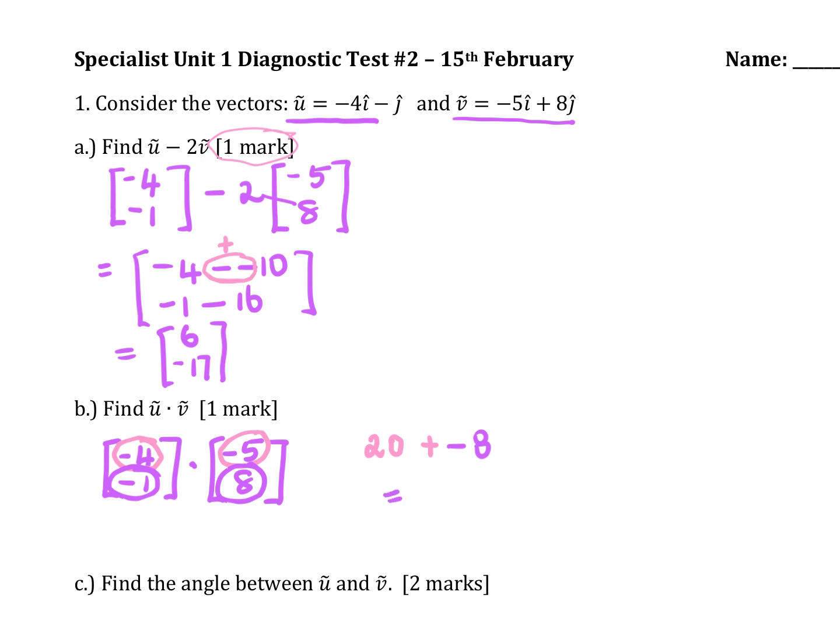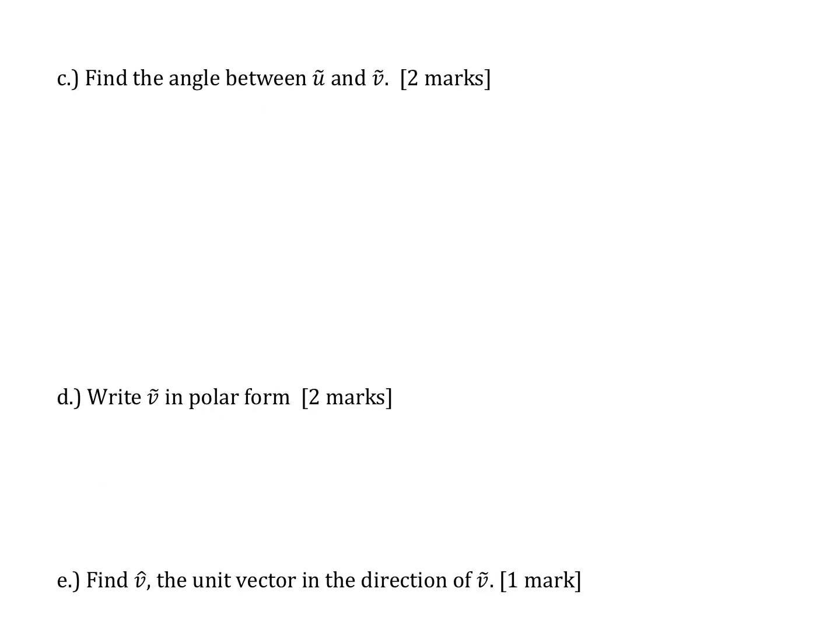And 20 plus minus 8, 20 minus 8 is 12. Again, a couple of people mucked it up going from there to there. Again, it's 1 mark. You don't need to show any working to get full marks for that. Okay, now the angle between these two vectors, how do we do that? Well, we're going to use our dot product formula. We've got a dot b is the magnitude of a by the magnitude of b by the cosine of the angle in between. Instead of a dot b, we've got u dot v, and we know what u dot v is from the last question, and that's 12.